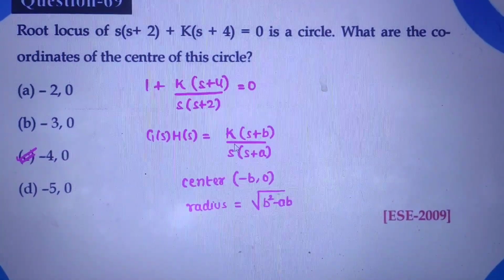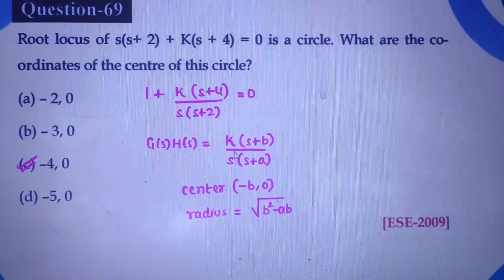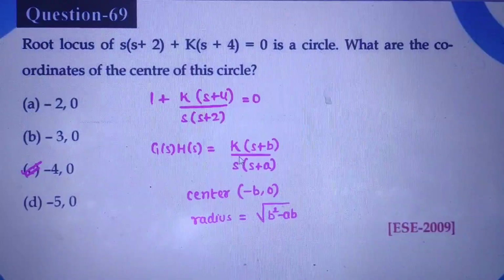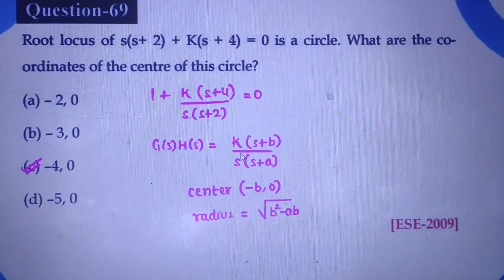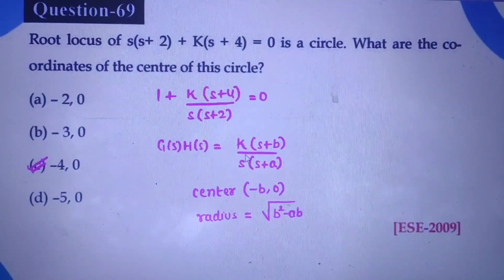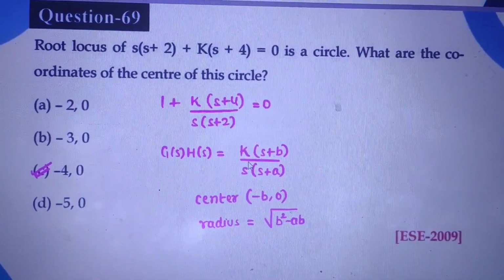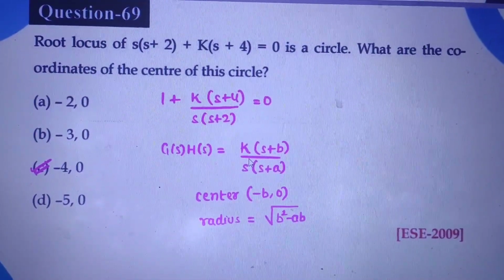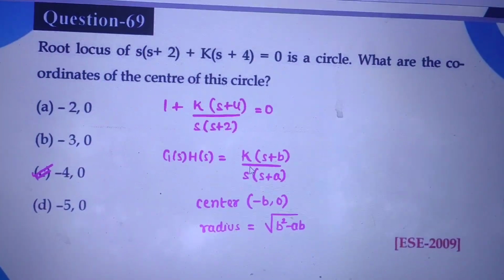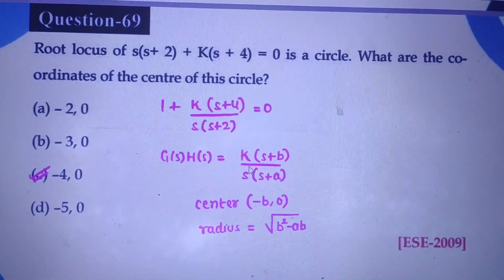Root locus of s into (s plus 2) plus K into (s plus 4) equal to 0 is a circle. What are the coordinates of the center of the circle? You can write it as 1 plus K into (s plus 4) by s into (s plus 2). G(s)H(s) is equal to K into (s plus b) divided by s into (s plus a). From this standard form, you can write the center as (minus b, 0) and the radius as root of b square minus ab.